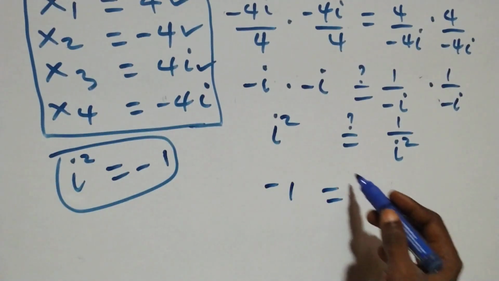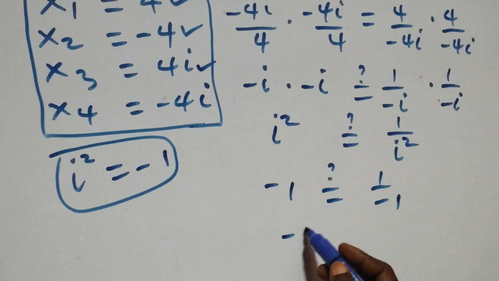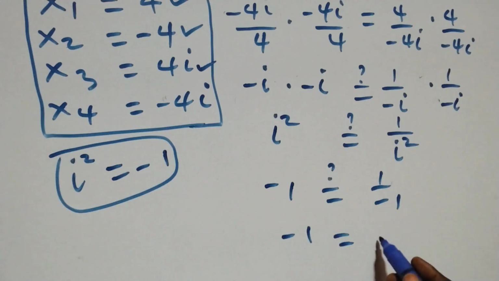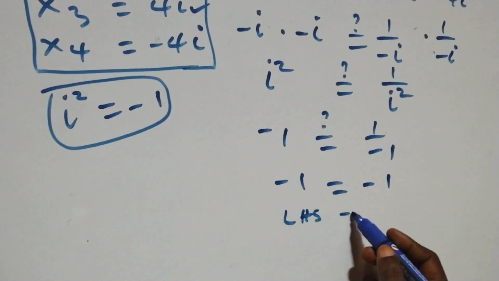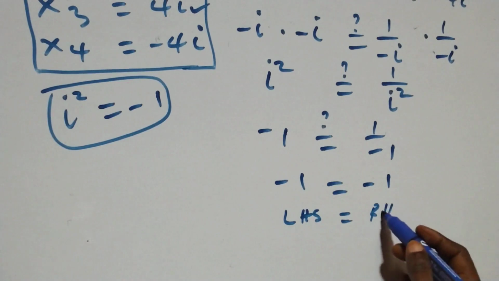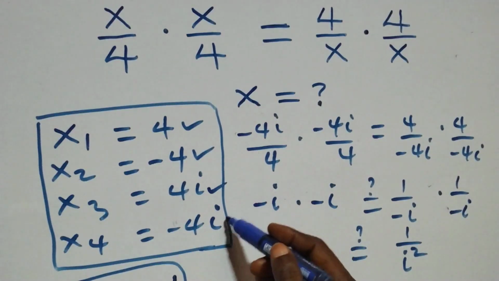Equals 1 over minus 1. This is minus 1, which equals also 1 over minus 1, that's minus 1. Then, left hand side equals to the right hand side. Also here, minus 4i satisfies this given problem.